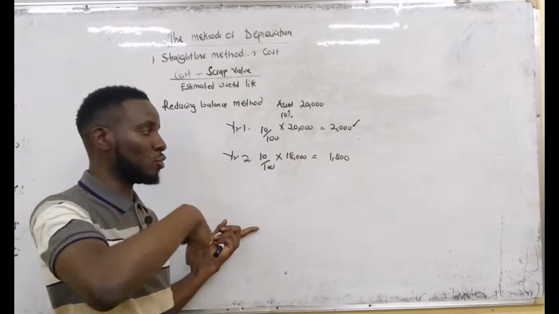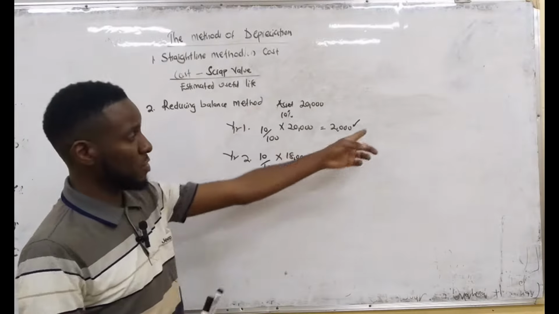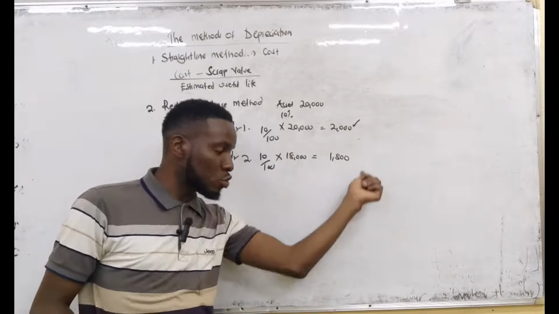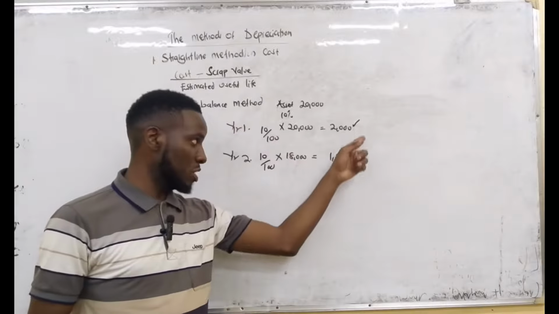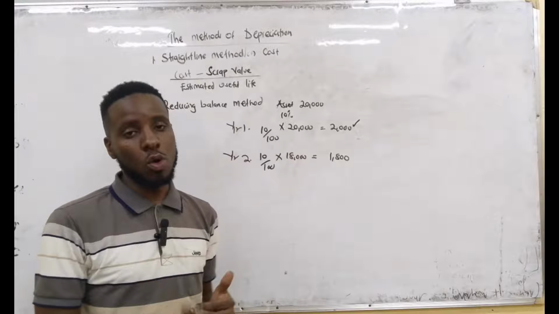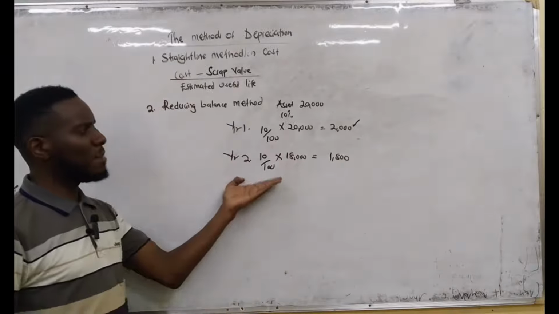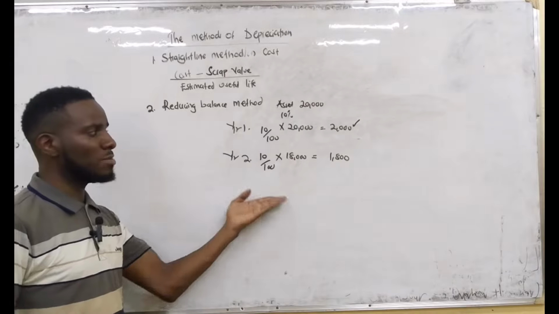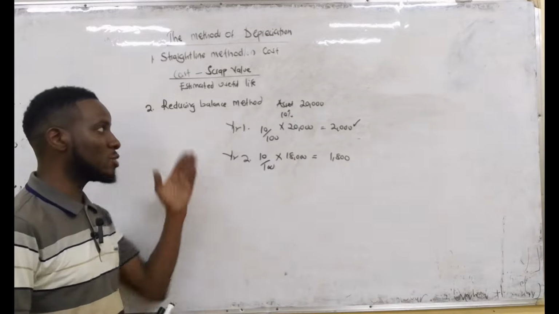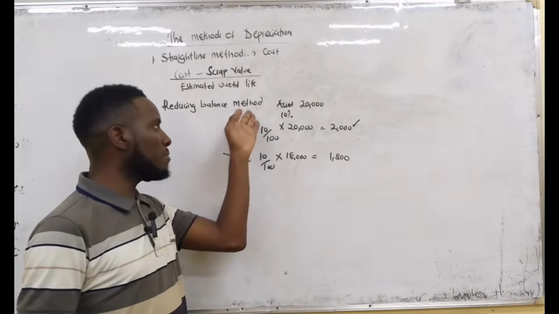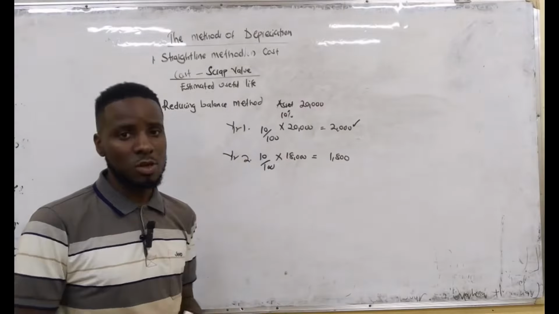You always have to go down. In fact, as the years go on, this balance has to go down. This balance will keep going down as years go on. That's what they call a reducing balance method. So it's all about us applying the percentage on the net book value of the asset. That's why sometimes I call it the net book value method, because we are applying the percentages on the net book value.